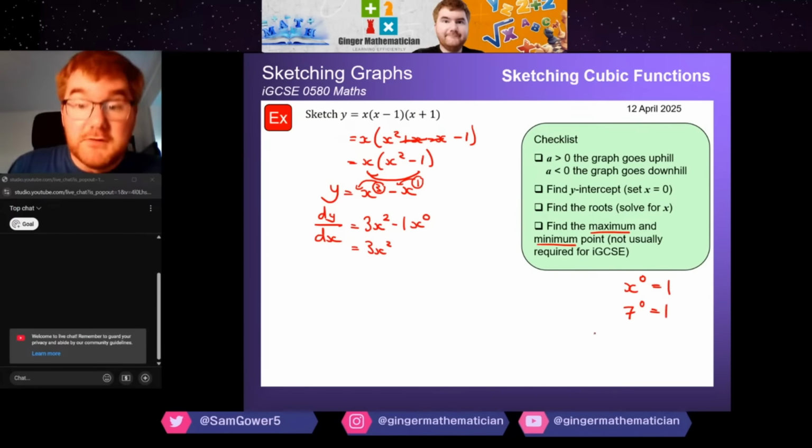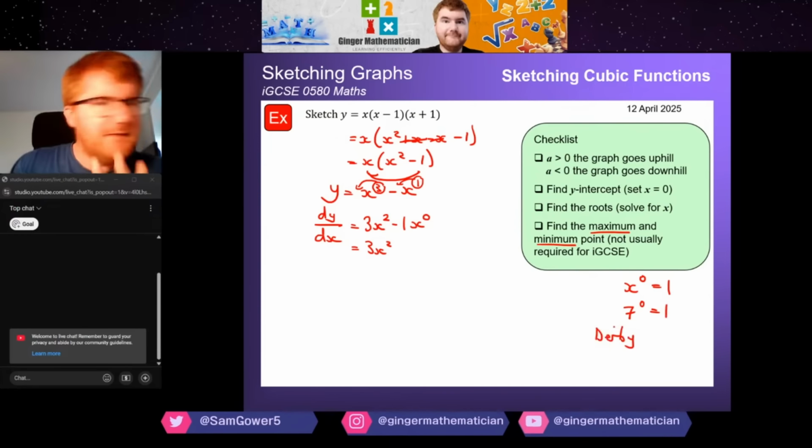My favourite football team, Derby County, they're in the second league. Hopefully they'll survive this season. To the power of 0 is also 1 as well.